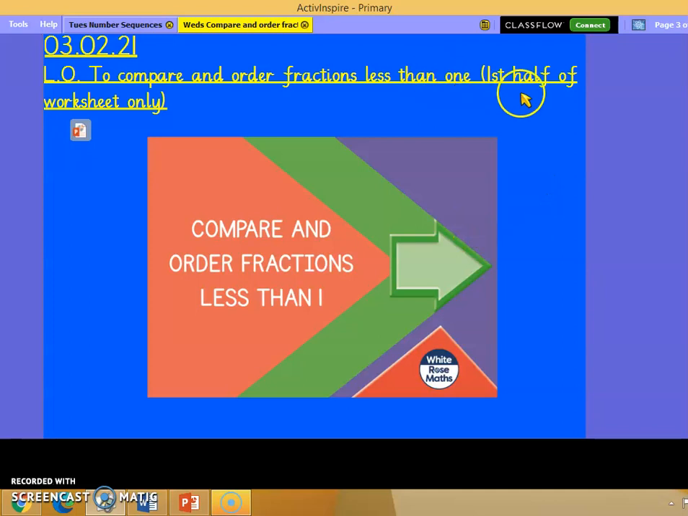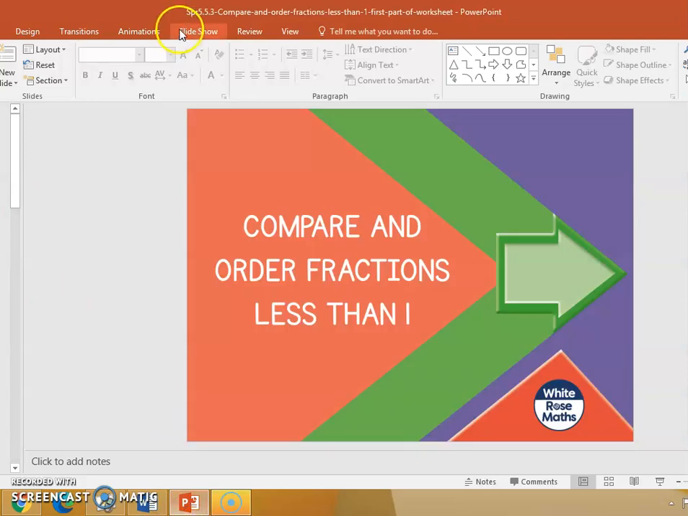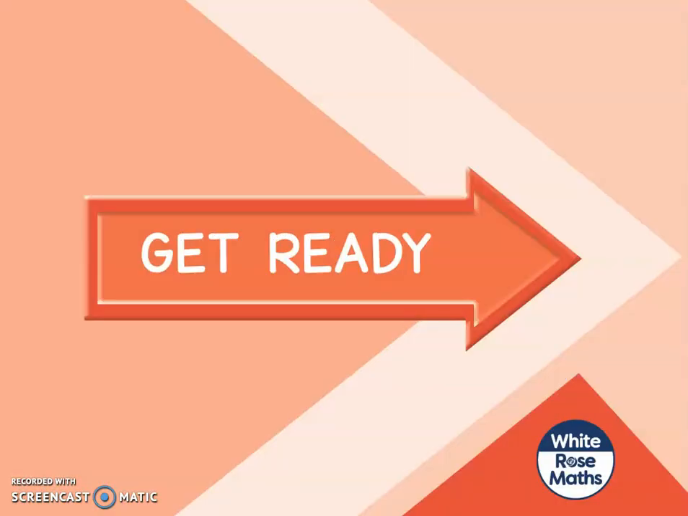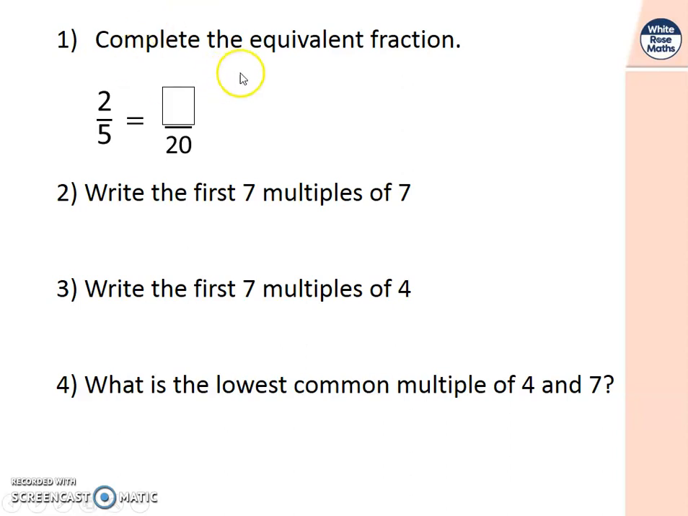So remember, we're just going to be doing the first half only, questions 1 to 4. Let's look at how to do that. Look carefully today and do it along with me. That's really important for today's lesson. So we're going to compare and order fractions that are less than a whole one. First, let's complete our skills that are going to help us today. Pause the video, come back to me when you've done.